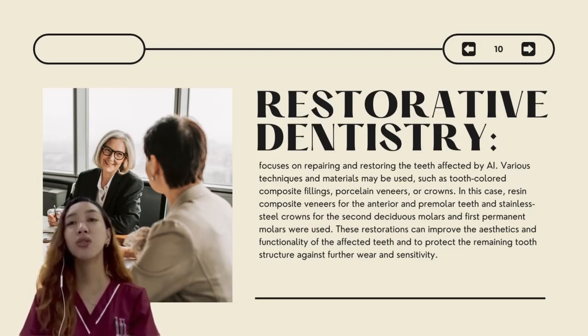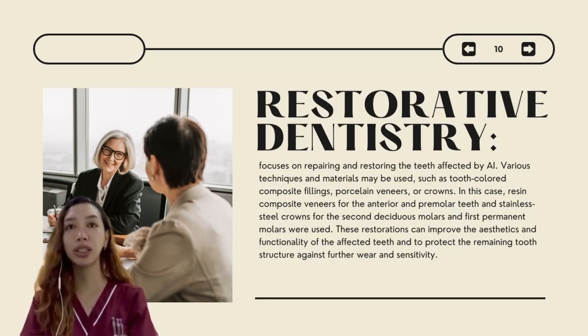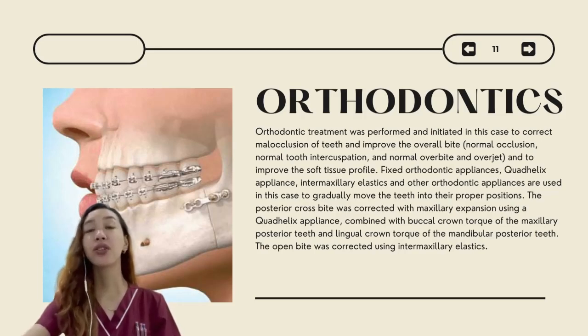Restorative dentistry focuses on repairing and restoring the teeth affected by amelogenesis imperfecta. Various techniques and materials may be used, such as tooth-colored composite fillings, porcelain veneers, or crowns. In this case, resin composite veneers for the anterior and premolar teeth and stainless steel crowns for the second deciduous molars and first permanent molars were used. These restorations can improve the aesthetics and functionality of the affected teeth and protect the remaining tooth structure against further wear and sensitivity. Next, we have the orthodontics.